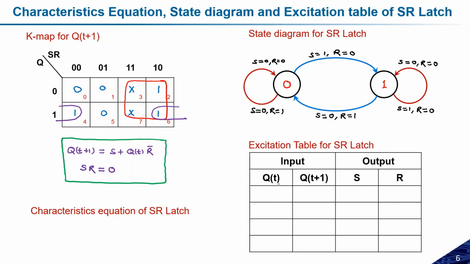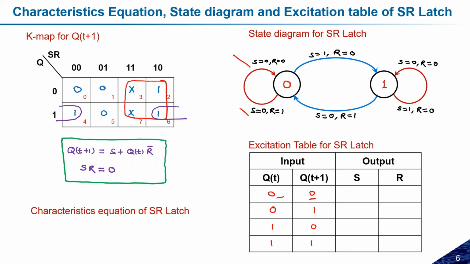Here we can have Qt, which is the past output, and Qt plus 1, which is the present output. We can have 4 possibilities in Qt and Qt plus 1. So let us prepare this table, which is going to be really very important. 0 0, 0 1, 1 0 and 1 1. So these are all the possibilities. Now let us see. If Qt is equal to 0 and Qt plus 1 is equal to 0, the present and past outputs are 0.